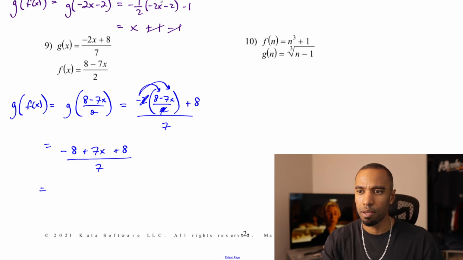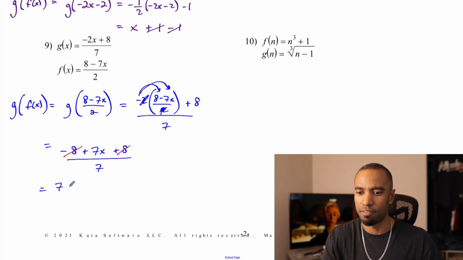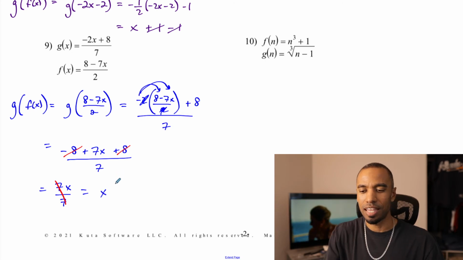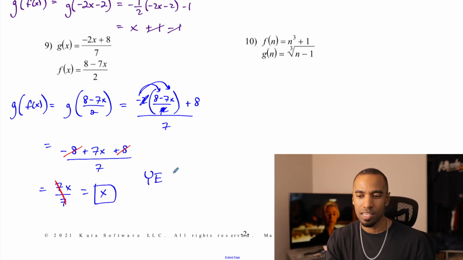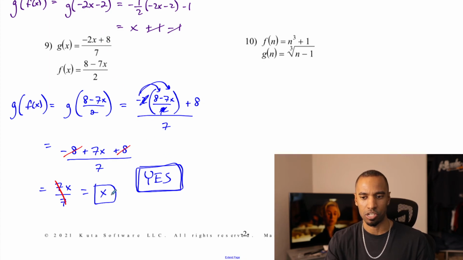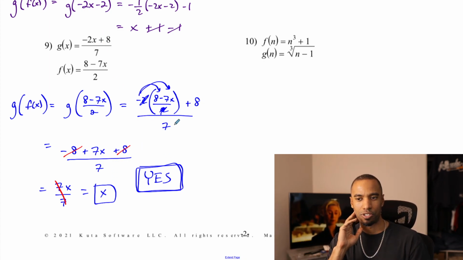All right, well, negative 8 plus 8, that's 0. And you're left with 7x over 7. And 7 divided by 7 is 1. So you are left with x. And that's what we're looking for. We got this down to x. Yes, these are inverses of each other here, because the g of f of x was x. And of course, if I did f of g of x, I should be getting x back out. Same kind of deal. Those are inverses.